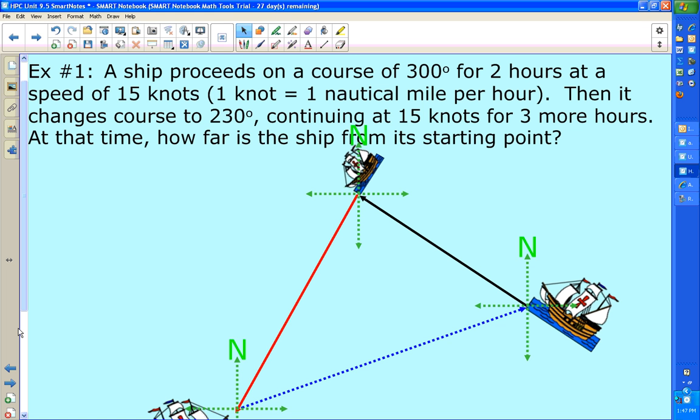How far does the ship travel in the first leg of the journey? 15 knots? I don't think so. 30 knots. Technically it's 30 nautical miles, 1 nautical mile per hour. So this is going to be 30 here. In the second leg of the journey, the red leg, how far will he travel? 45.